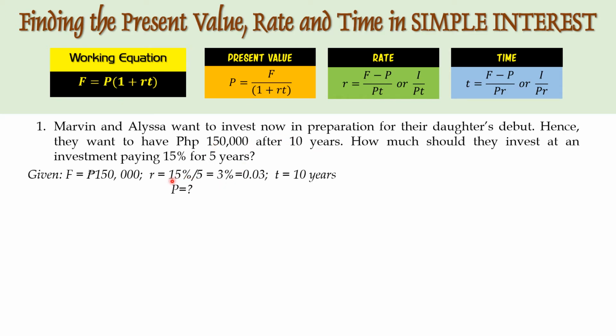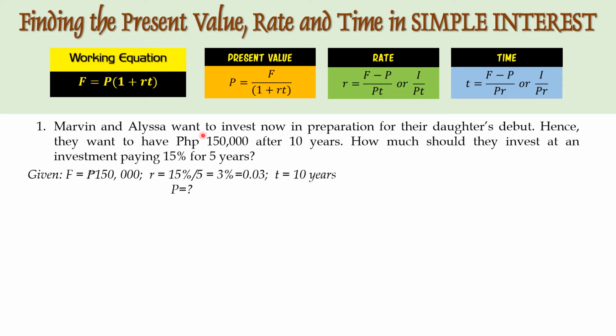And then for the rate, guys, we have here 15% divided by 5. Since the rate is usually per year, isabi dito sa problem, 15% for 5 years, sa 5 taon, 15% yung rate. So, para makuha natin yung rate in 1 year, we're gonna have to divide 15% by 5, and that is 3%. Then, convert this into its decimal form, that is equal to 0.03. And the time here is 10 years.